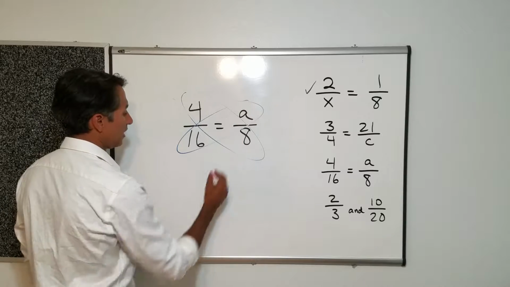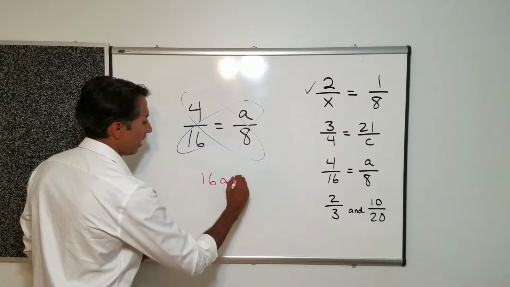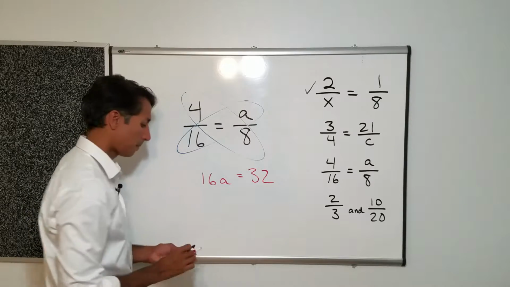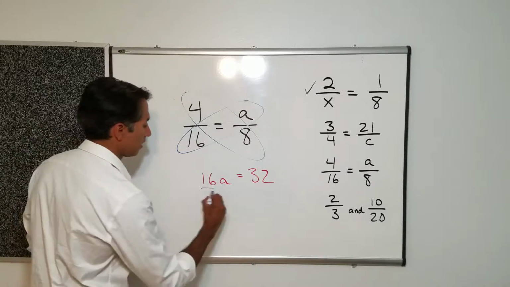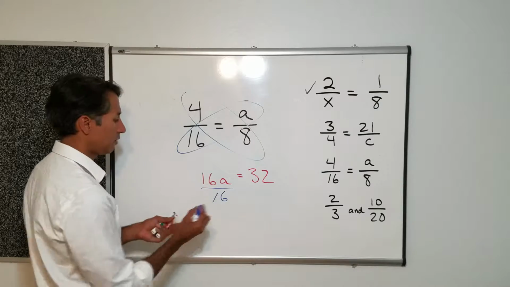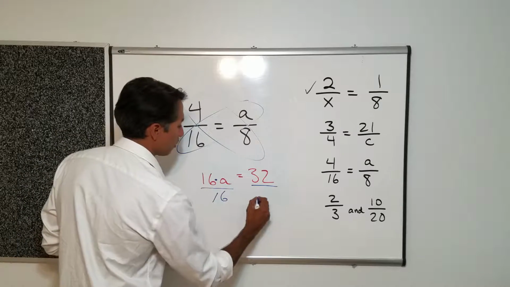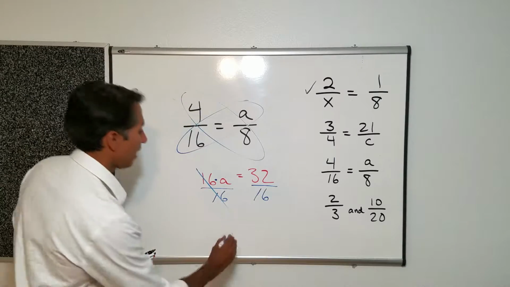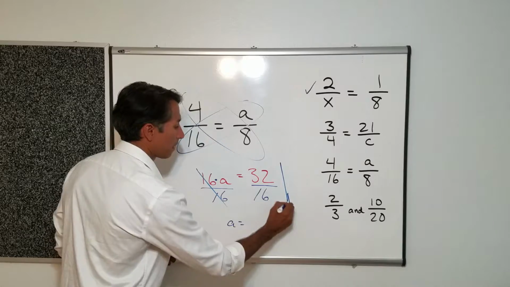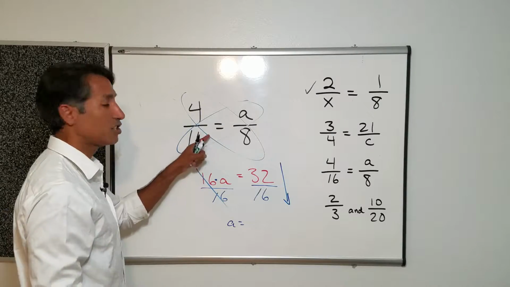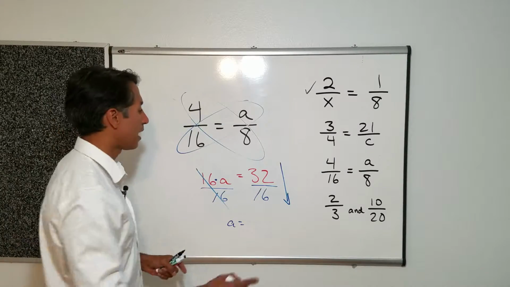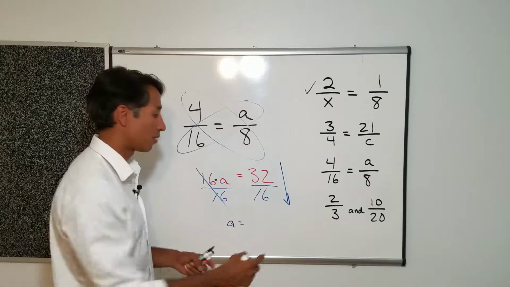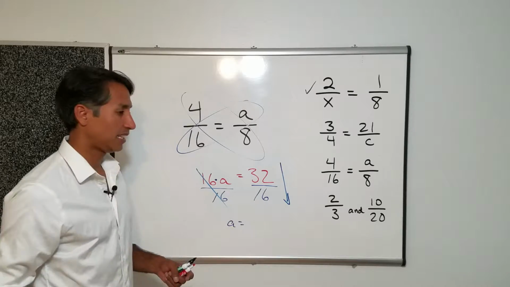Let's see here. 16 times a is 16a. 8 times 4 is 32. And then we're going to divide by 16, right? It's 16 times 8. So what you do to one side, you do to the other. Those two cancel out. A equals, and I recommend, draw these circles. It's going to remind you what to multiply. Draw this arrow. It's going to remind you. We read our fractions down. 32 divided by 16 is 2.